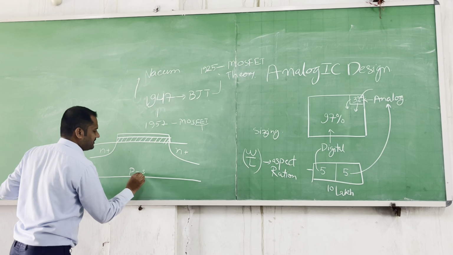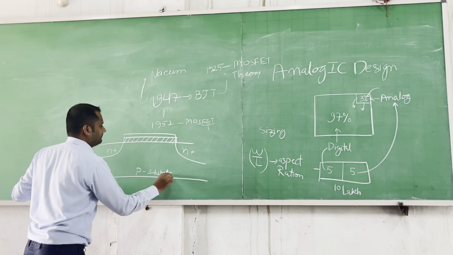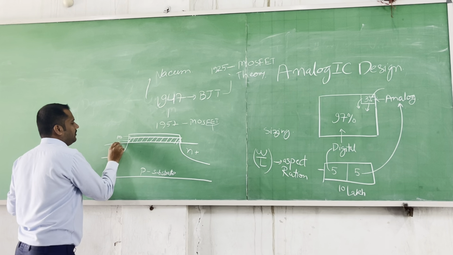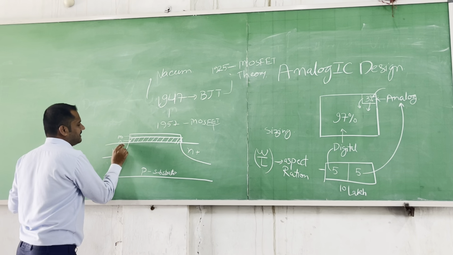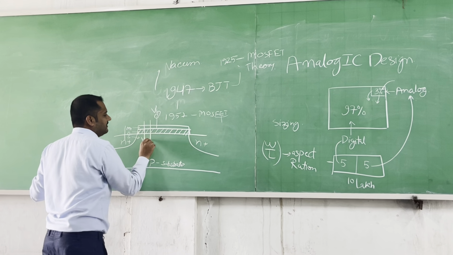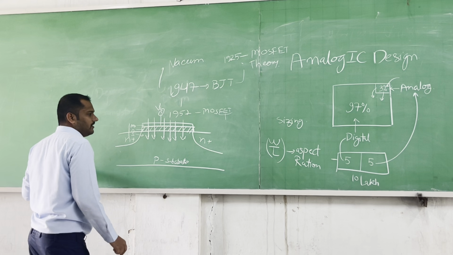This is the P substrate. This is for metal. This is for oxide. M, O, and this is the semiconductor. We are talking about this MOS. And field effect transistor: when we apply voltage at the gate terminal, there is an electric field in this direction.